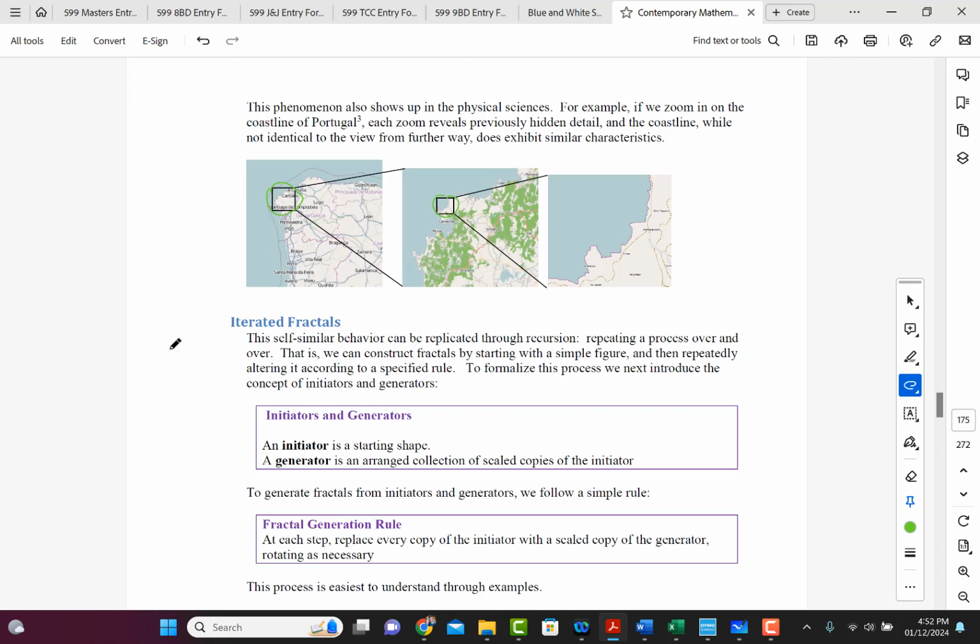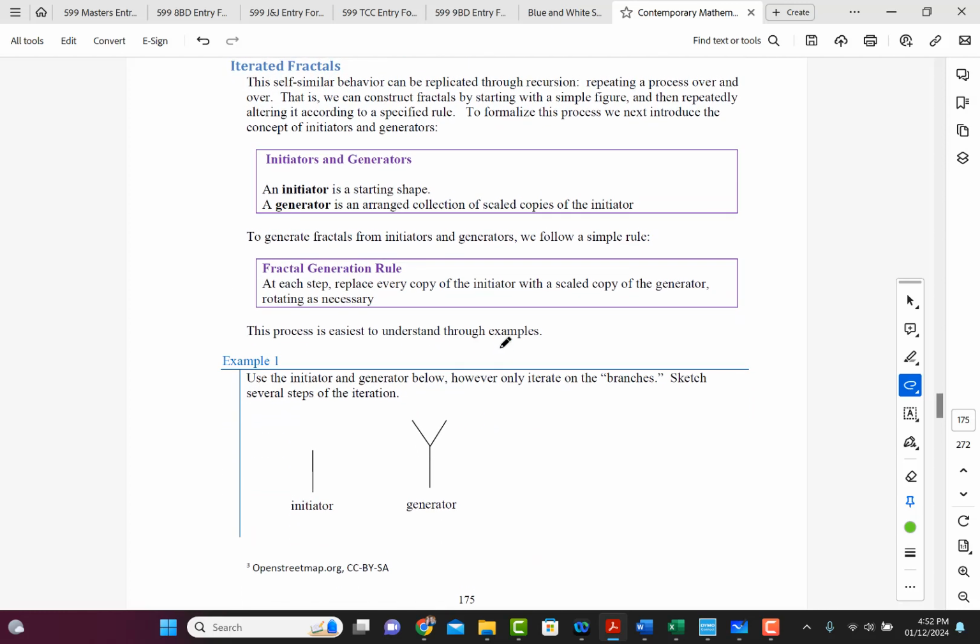Now, iterated fractals, okay, let's talk about them. This self-similar behavior can be replicated through recursion, repeating a process over and over. That is, we can construct fractals by starting with a simple figure and then repeatedly altering it according to a specified rule. To familiarize ourselves with this process, we next introduce the concept of initiators and generators. Okay, so let's talk about that.